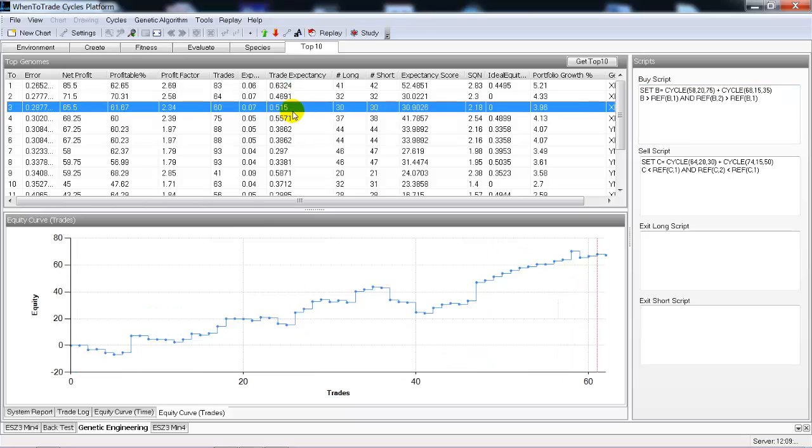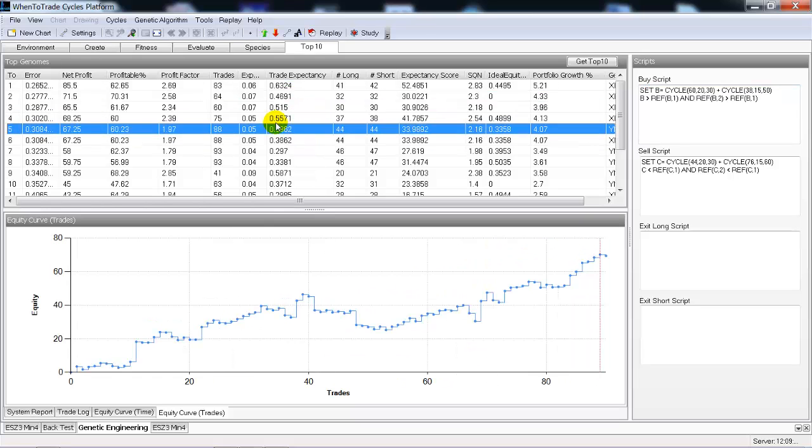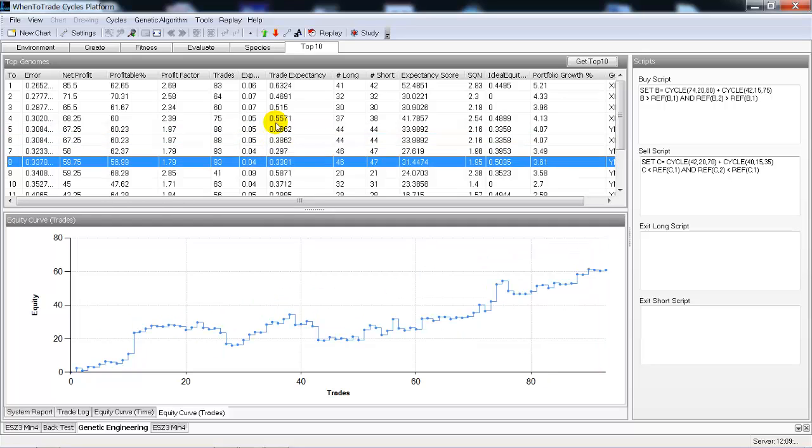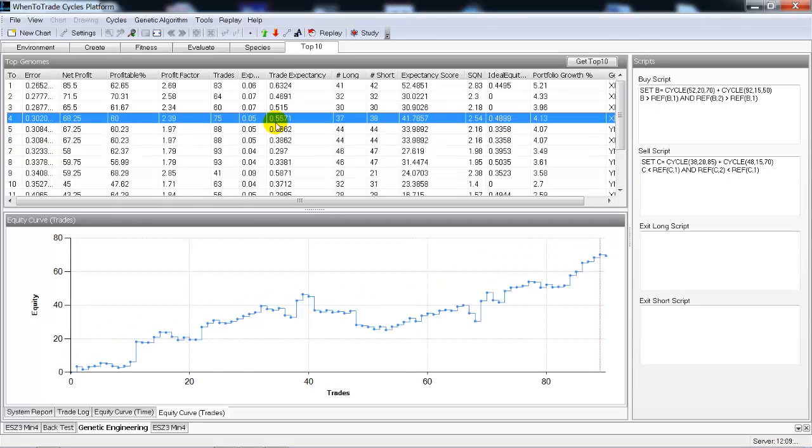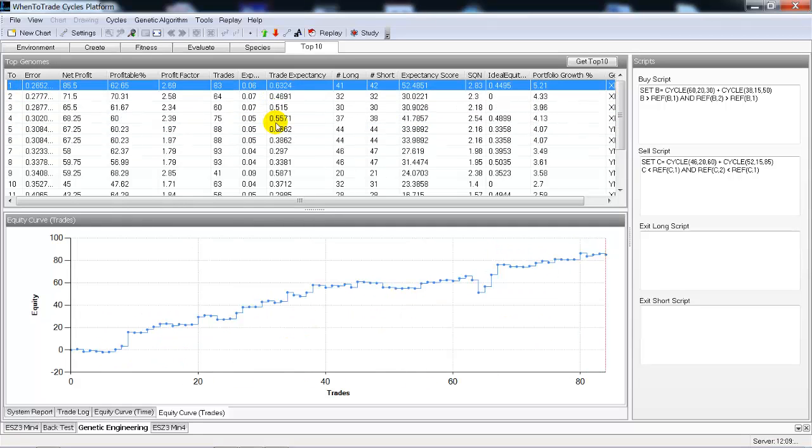You can browse the other systems here. These are just the top 10 genomes found. The equity curve looks quite similar, so you can review a little bit what the systems differ.